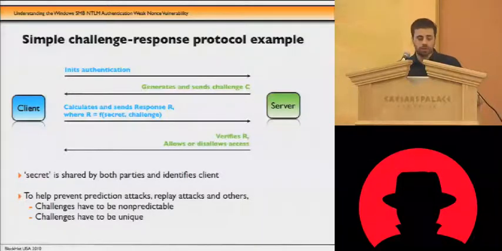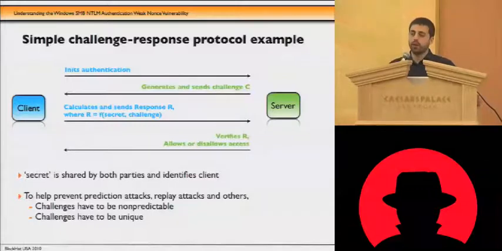Now, some of these properties that the challenge needs to have: the challenge is usually a number, and this number needs to be non-predictable. For example, if the challenges are 1, 2, 3, then 4 and 5, that's predictable because you know that the next challenge is the previous one plus 1, so that's not good. Also, the challenge has to be a unique number. If you, for example, issue the numbers 1, 2, 20, 19, 2 again, you don't want that because that also breaks the protocol. So those are very important things that the protocol has to adhere to.